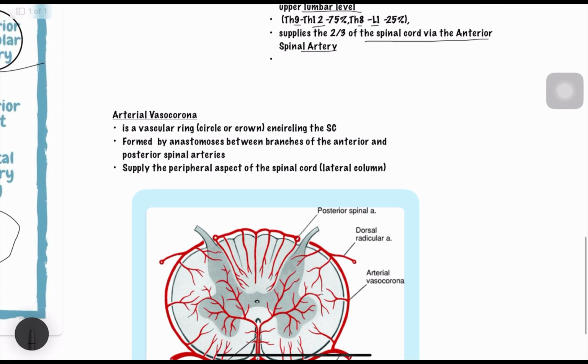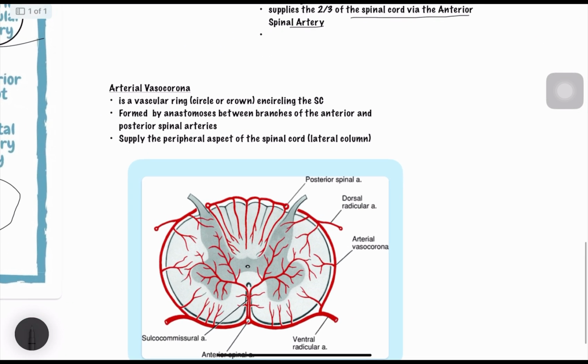Talking about the arterial vasocorona, this is a ring-like structure, the crown, or circle of the crown, which encircles the spinal cord completely and is mainly responsible for the supply of the lateral sides or the peripheral aspect of the spinal cord. It also forms anastomosis between the anterior and the posterior spinal arteries, hence keeping them connected. This is the vasocorona which supplies the lateral parts.